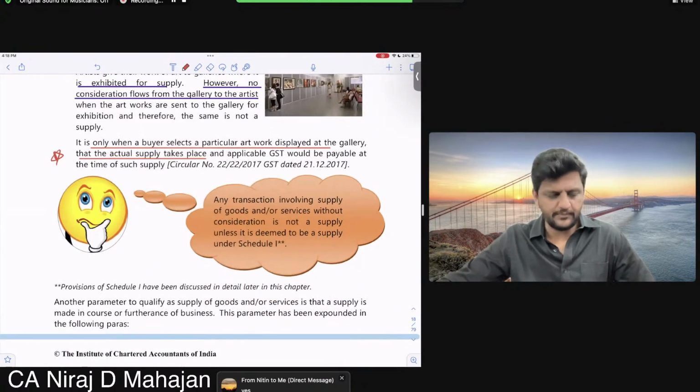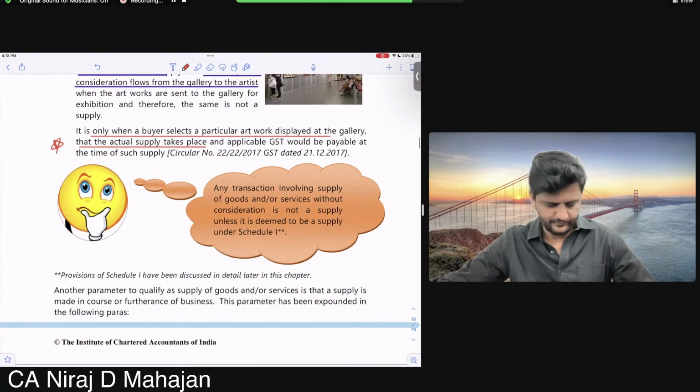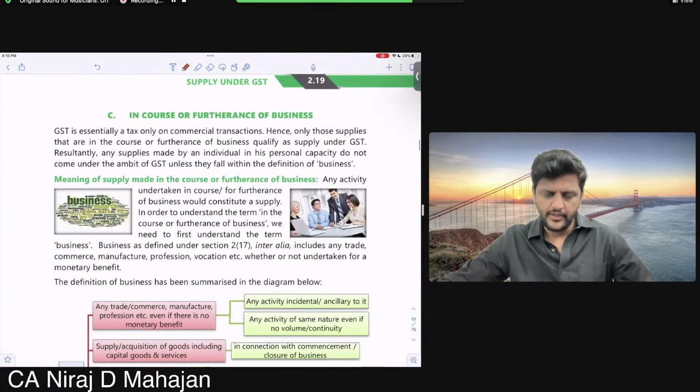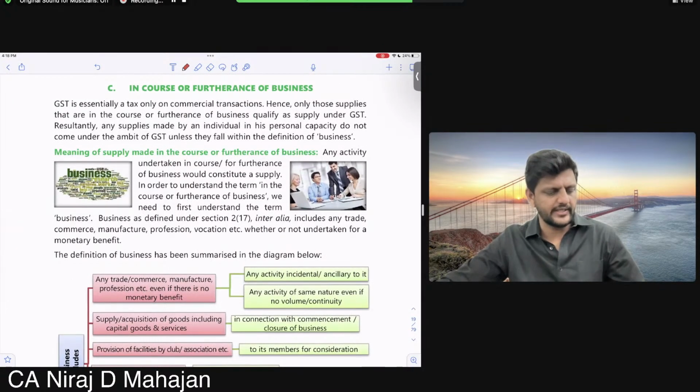Any transaction involving supply of goods and or services without consideration is not a supply, unless it is deemed to be a supply under Schedule 1. Schedule 1 we have, all those supplies without consideration will be supply only if they are given under Schedule 1. Fine till here? Chalo. In course or furtherance of business, that we will deal with in the next session or next lecture. Right now this much for today for GST.